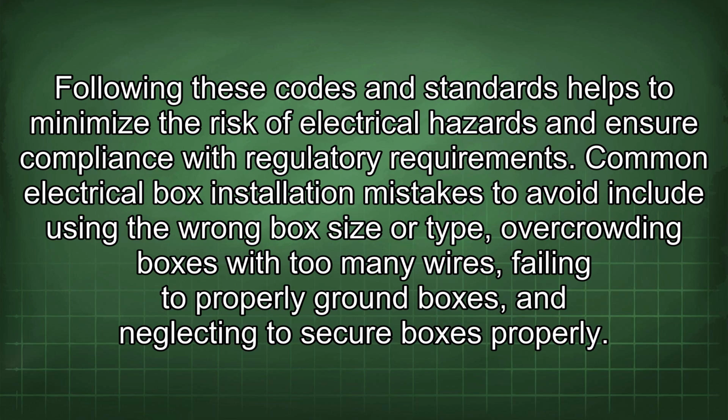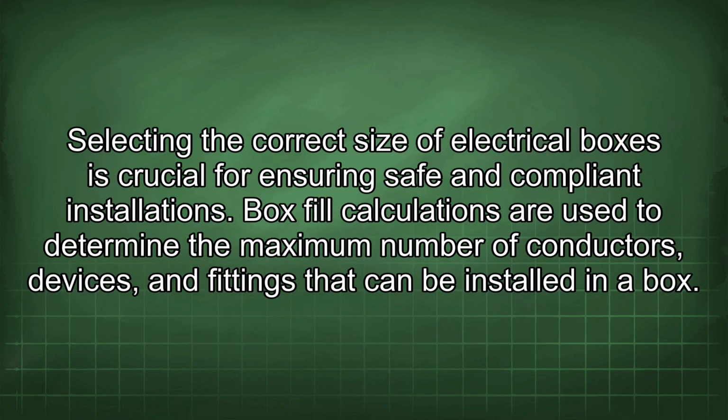Common electrical box installation mistakes to avoid include using the wrong box size or type, overcrowding boxes with too many wires, failing to properly ground boxes, and neglecting to secure boxes properly. Selecting the correct size of electrical boxes is crucial for ensuring safe and compliant installations.